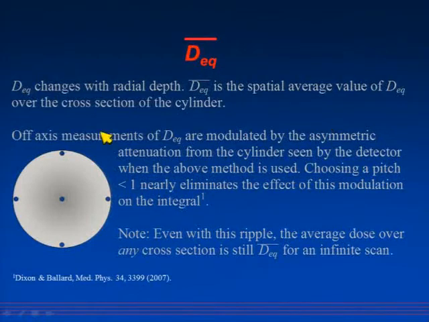Now DEQ bar is just the average dose over the central plane. Actually, if you really did an infinite scan on an infinitely long cylinder, you would get a different dose in the center than you did at the edge, but DEQ would represent the average in that particular case. Now for the shorter scans that we use, DEQ only applies to the central plane, and DEQ bar only applies to the central plane. This is very much like CTDIVOL.